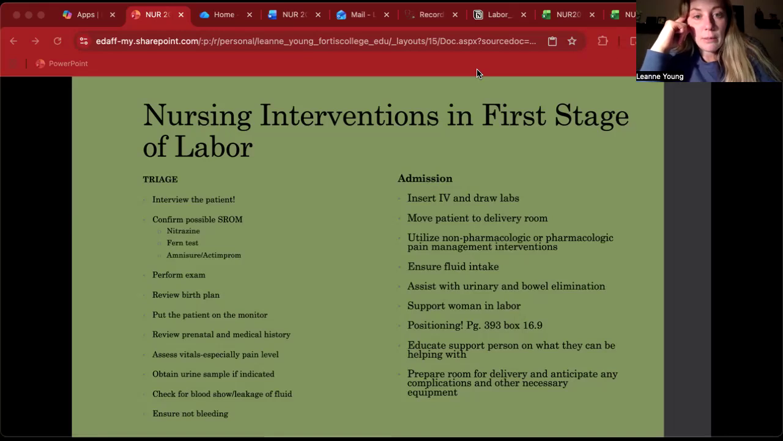If we decide to admit this patient, we're going to then need to insert the IV and draw labs, move the patient to an actual delivery room, not just her triaging room. We're going to use non-pharmacologic or pharmacologic pain management interventions to help make her more comfortable if that's part of her birth plan. Make sure this mom is still drinking a lot of fluid. Help her with elimination, support her in labor, positioning, educate her and the support person on what they can expect and help with. And then we're going to prepare our room for delivery and anticipate any complications and other necessary equipment that we may need.